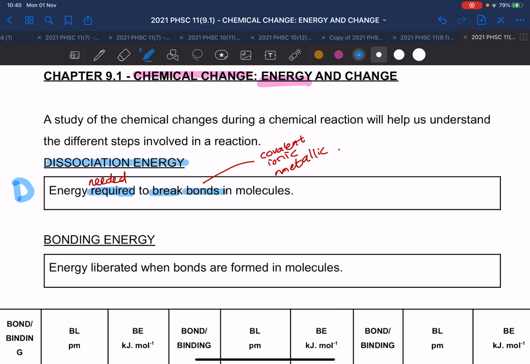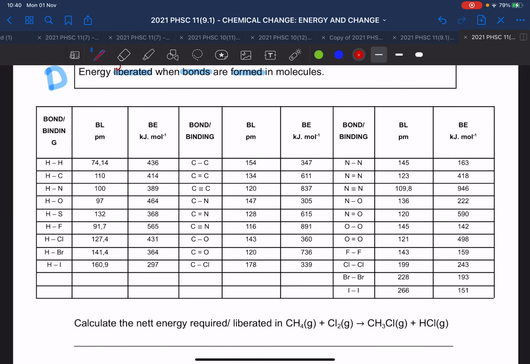Then the next definition is bonding energy. That is the energy that is liberated when bonds are formed. What does the word liberated mean? Given off. The energy that is given off, or the energy that is liberated when bonds are formed. So the same thing here, covalent, ionic, and metallic. So when you want to break a bond, if I want to break these two things apart, I need energy to break it. And when it forms, it releases energy. It gives off energy because it becomes more stable. It becomes more relaxed.